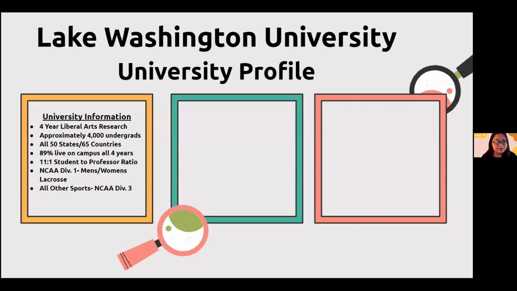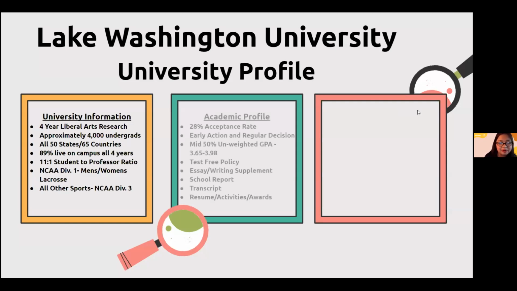We have students from all 50 states and 65 countries internationally. About 89% of our students live on campus for all 4 years. We're also a very small school in the sense that we have about 11 students to 1 faculty member. So we have an 11 to 1 student to professor ratio. As far as sports, we're NCAA Division I for men's and women's lacrosse, and all other sports are NCAA Division III. Okay, let's take a look at our next piece of our puzzle.